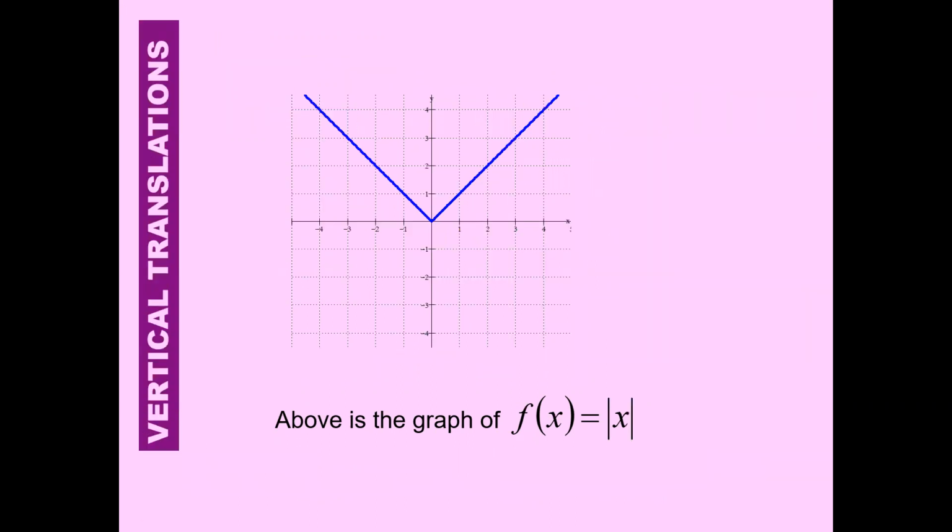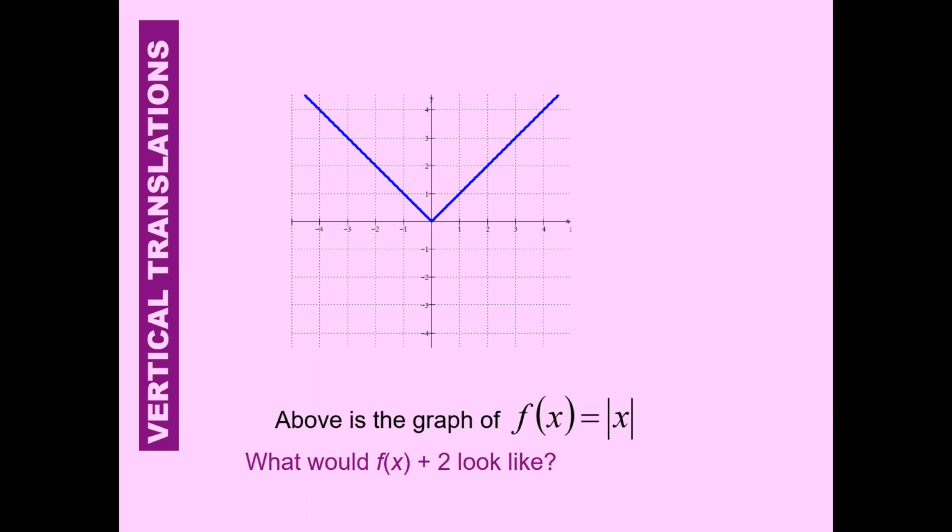A vertical translation. Here's another example with the V shape. Remember that the V shape belongs to the absolute value. Okay, so here we go with the first example. What would it be if I add 2? So what would f of x plus 2 look like?